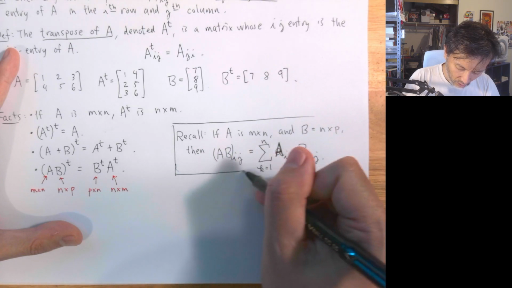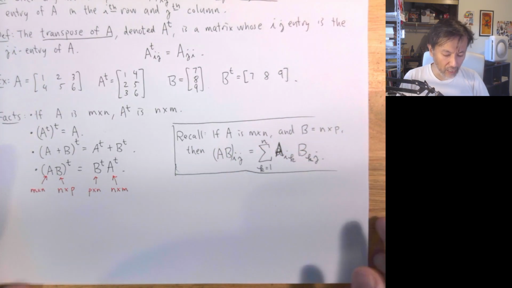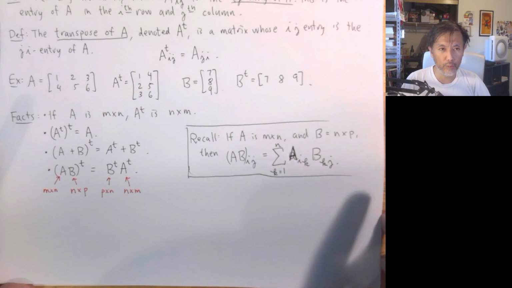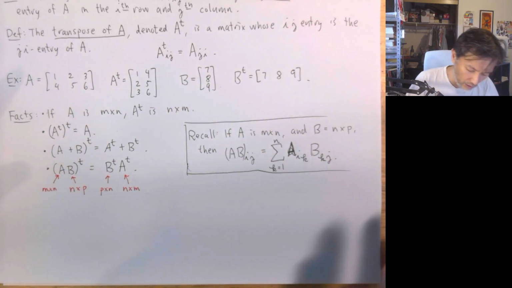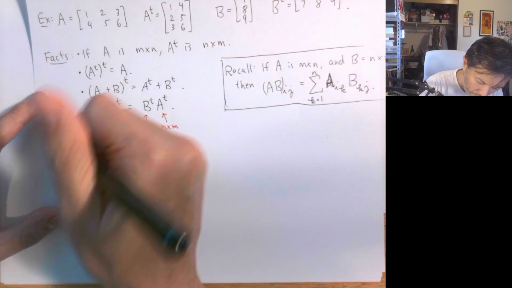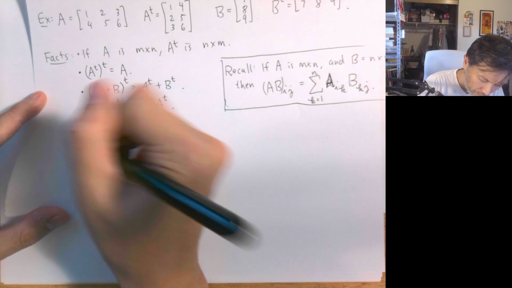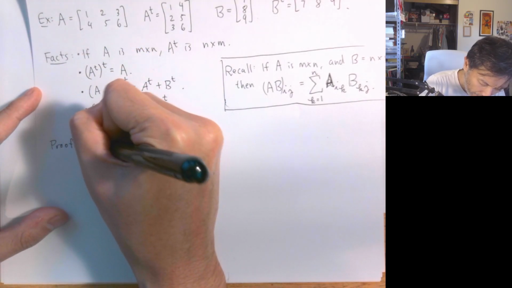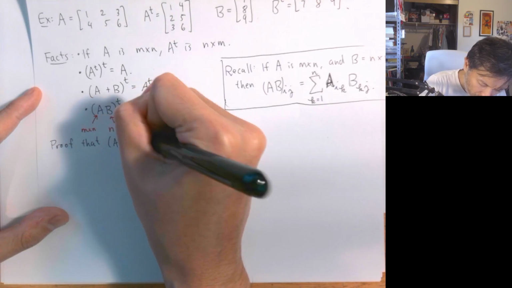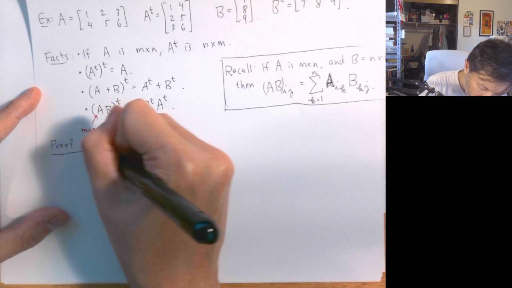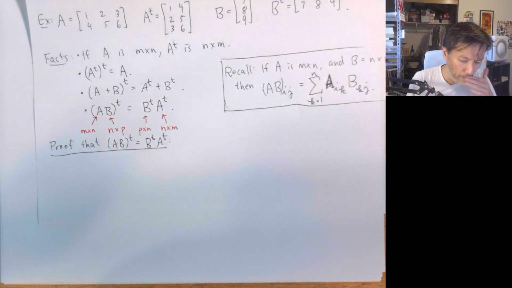But that's a useful thing to have in our brain because I want to prove this statement, which is evidently going to use this matrix multiplication quite intimately. It's going to get all up in there. All right, so let's prove this. Proof that (AB) transpose is equal to B transpose A transpose.